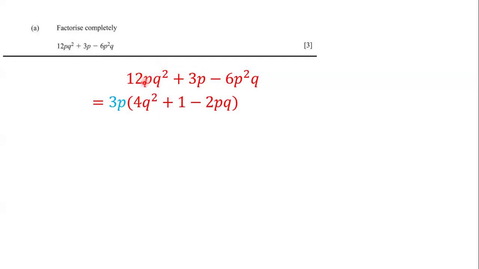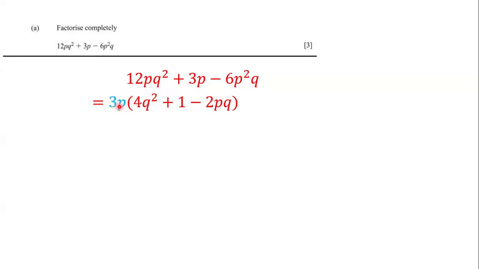Notice that we have p in this term, p is also in this term, and p is also in this term. So we have to put p out front. So we have 3p out front. And notice that we have q in this term, we have q in this term as well, but we do not have q in the term in the middle. And so that means that we cannot put q on the outside, right? We only put the ones that are common in all 3 terms on the outside.